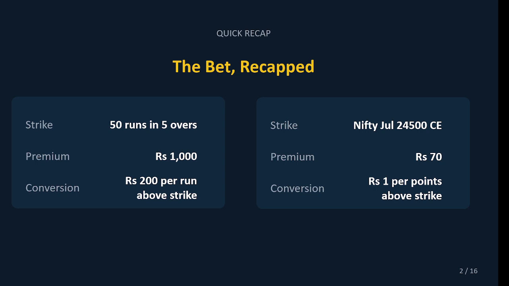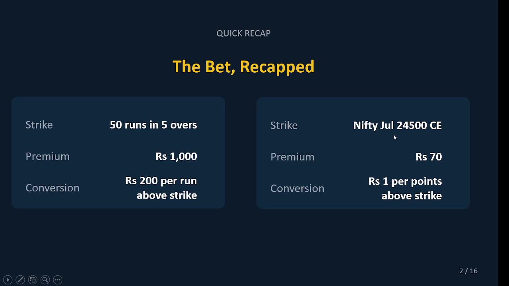So we will see the recap of where we left off in the previous video. We had the scenario where SRH scoring 50 runs in 5 overs was our target, or the contract, where 50 runs is the strike price and the premium collected was 1,000 rupees. If they score one run above, you will get 200 rupees. If they score 51, you will have 200. If they score 52, it will be 400. If they score 60, it will be 200 into 10, 2,000. If they score 70, it is 200 into 20, 4,000.